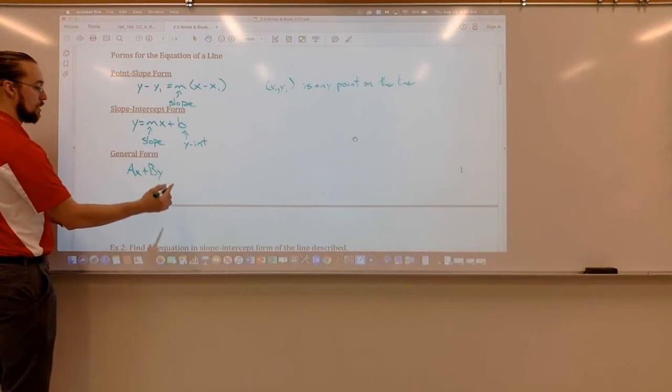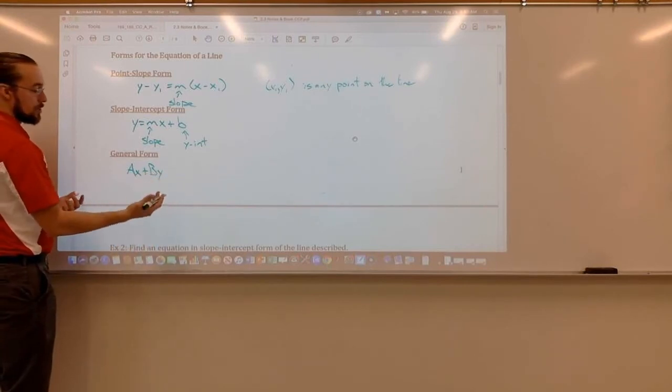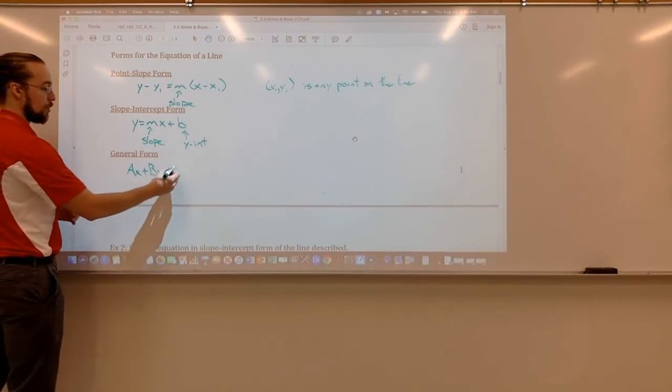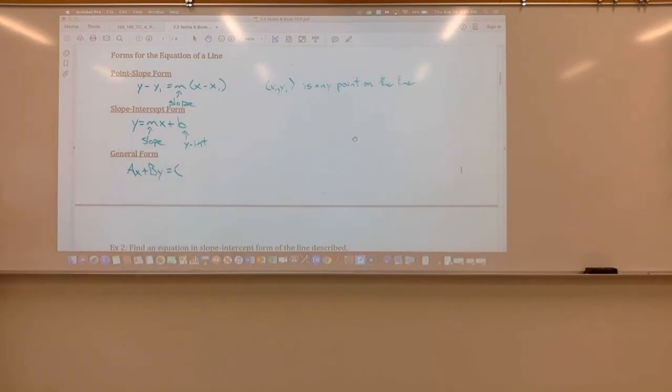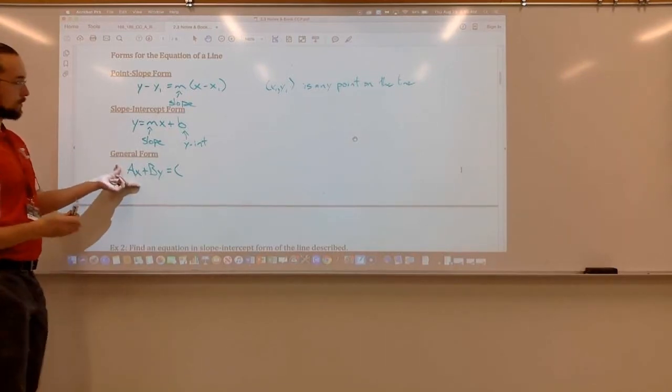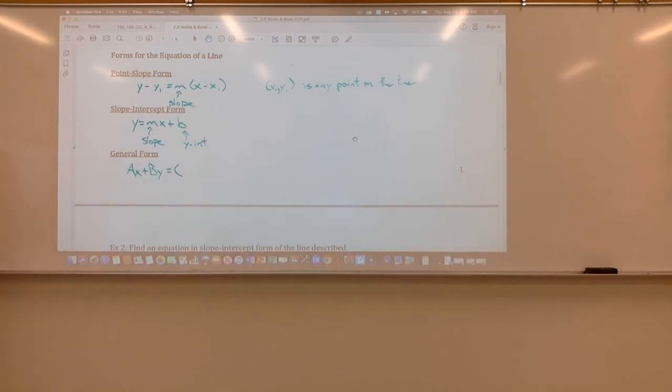ax plus by. We can either say plus c equals 0 or equals c. Either of those are considered a general form of a line. Okay, so this one is usually, they give you that as the beginning of a problem, and then you have to put it into slope intercept or point slope to actually do anything with it. All right, that's usually what happens.